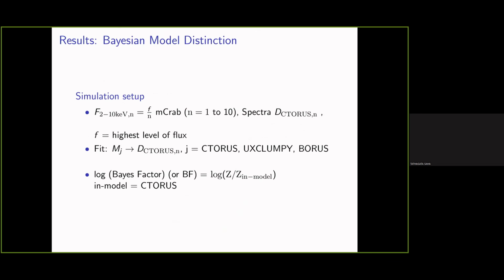Now we also test some cases for Bayesian model distinction. We test how distinguishability varies with flux. We take 10 different spectra for 10 different levels of flux, where F is the highest level of flux, and we simulate these under the model CTORUS, and we fit them with CTORUS, UXCLUMPY, and BORUS. We define the Bayes factor as the log evidence of the fitting of a model divided by the evidence that we get for the input model.